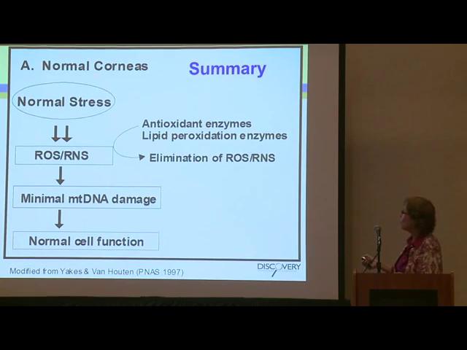So with the normal cornea, we normally have stress, we go outside, we rub our eyes, we do various things. It produces some ROS, but we have a lot of enzymes that just come in and get rid of that ROS, so you don't have damage to your mitochondrial DNA and you have normal functioning cells.